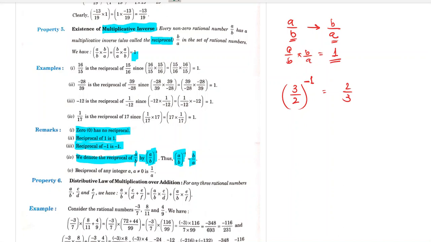And the last property is the reciprocal of any integer a is 1 by a, but a should not be 0 because 0 has no reciprocal. So these are all the properties of multiplicative inverse or reciprocal.